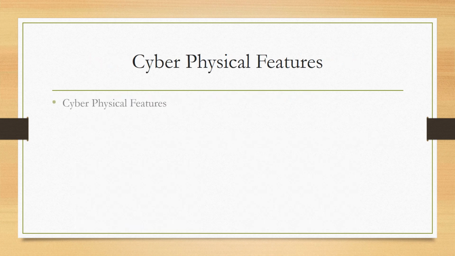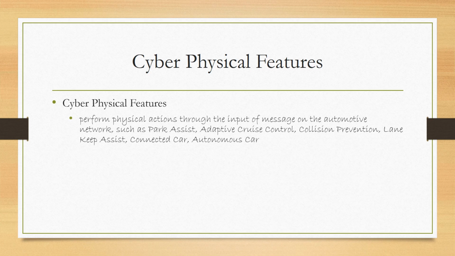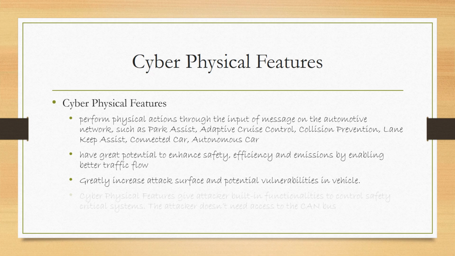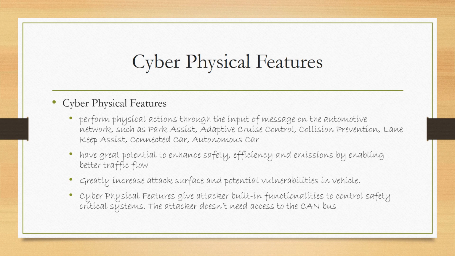Cyber physical features. Cyber physical features perform physical actions through the input of messages on the automotive network, such as park assist, adaptive cruise control, collision prevention, lane keep assist, connected car, and autonomous car. Cyber physical features have great potential to enhance safety, efficiencies, and emissions by enabling better traffic flow. However, the features greatly increase attack surface and potential vulnerabilities in the vehicle. Cyber physical features give attackers built-in functionalities to control safety critical systems. The attacker does not need access to the CAN bus.